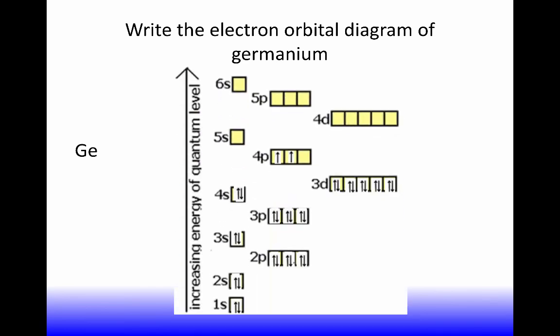Okay. That's what germanium looks like. All right. It's 1s2, 2s2, 2p6, 3s2, 3p6, 4s2, 3d10, 4p2. And that's the way it would be organized. All right. So hopefully you can do that.